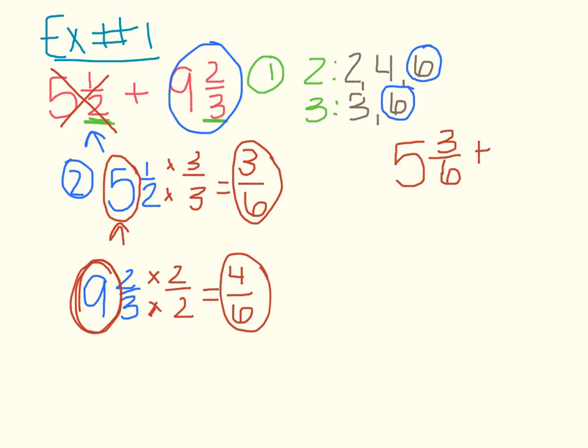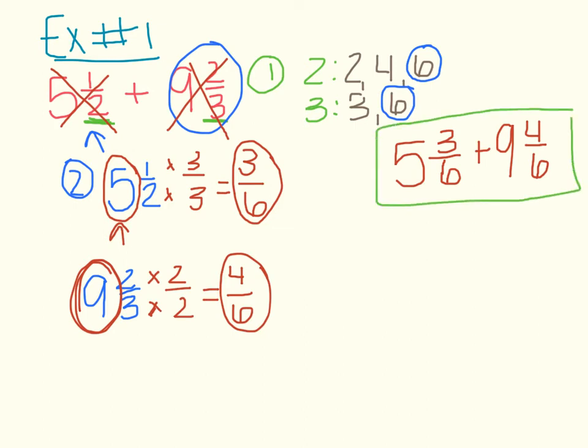So now I have 9 4/6. And that replaces 9 2/3. So here is my new problem that I'm working with. All I did was find a common denominator and change the denominators, so now I'm able to add. So what I do is I add my whole numbers. So 5 plus 9 is 14.